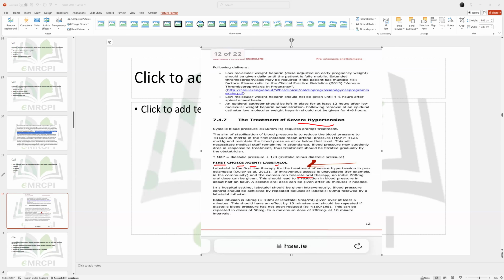In a hospital setting, we can think, of course, about IV labetalol, but so far, I don't even have severe hypertension. I am going for the oral labetalol choice.